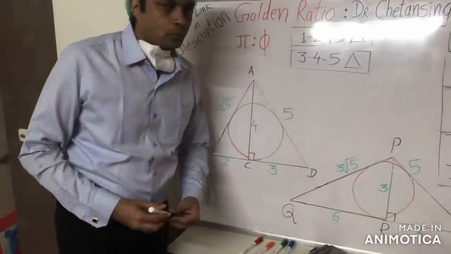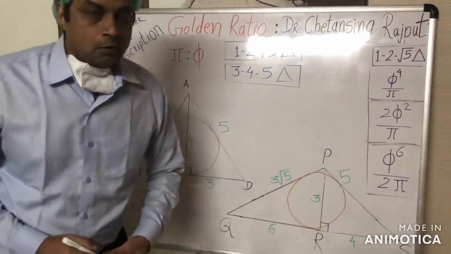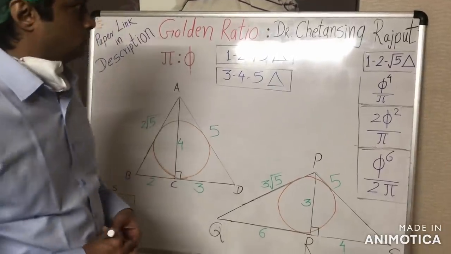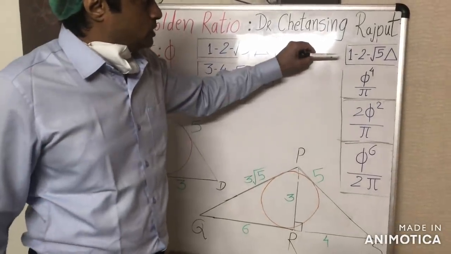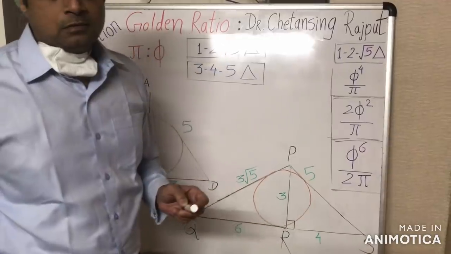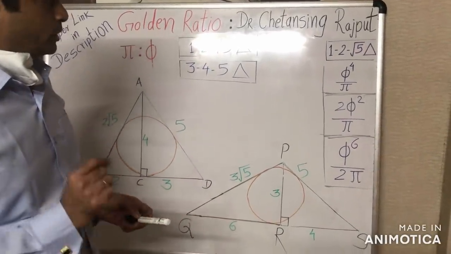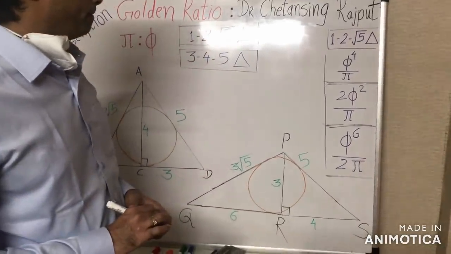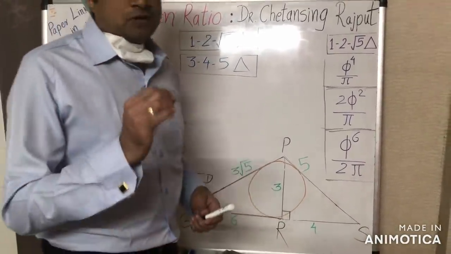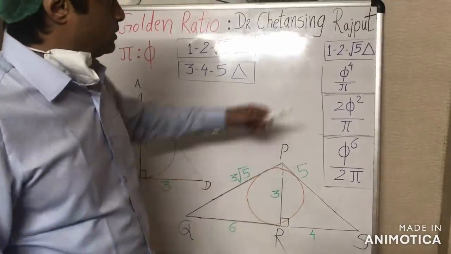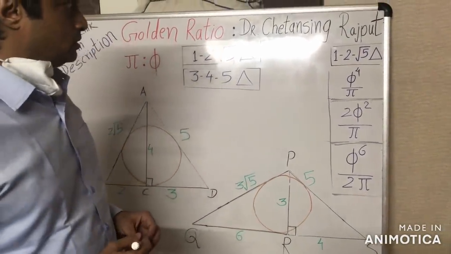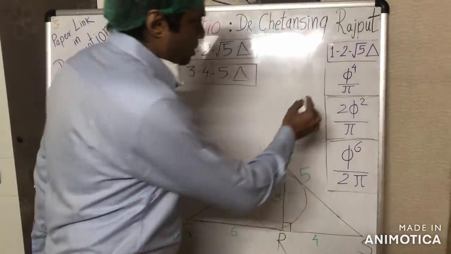Hello. In the last part of this video, we have seen how this 1 to root 5 triangle can be used to get the precise correlation between golden ratio and pi. The precise geometric ratios between this 1 to root 5 triangle and its incircle is observed in the form of this equation.